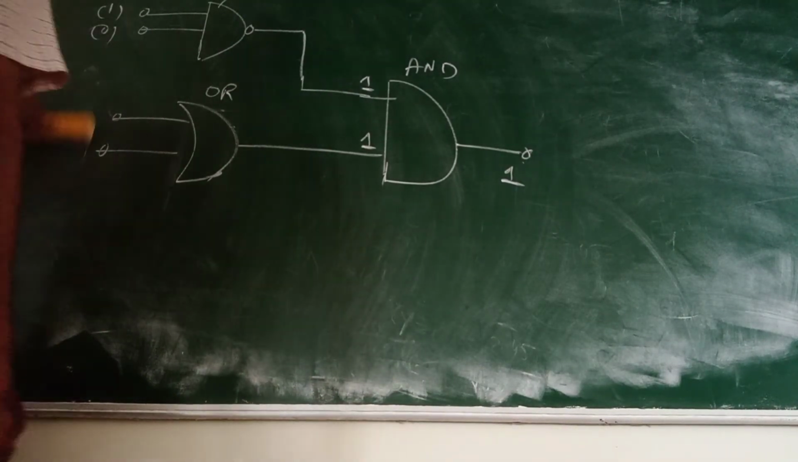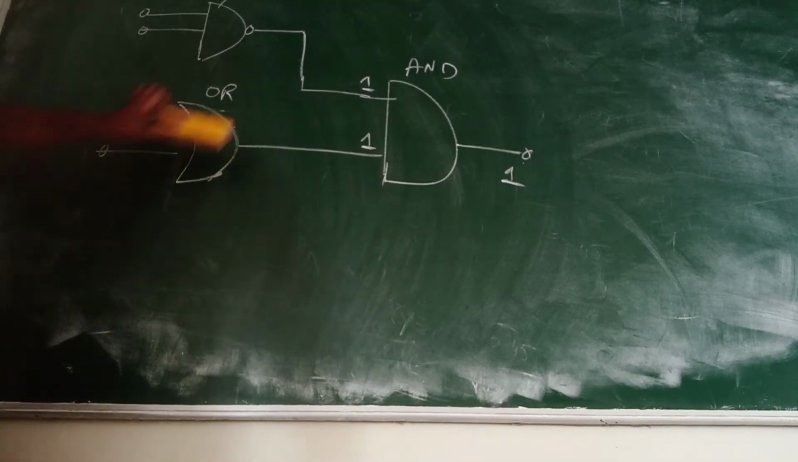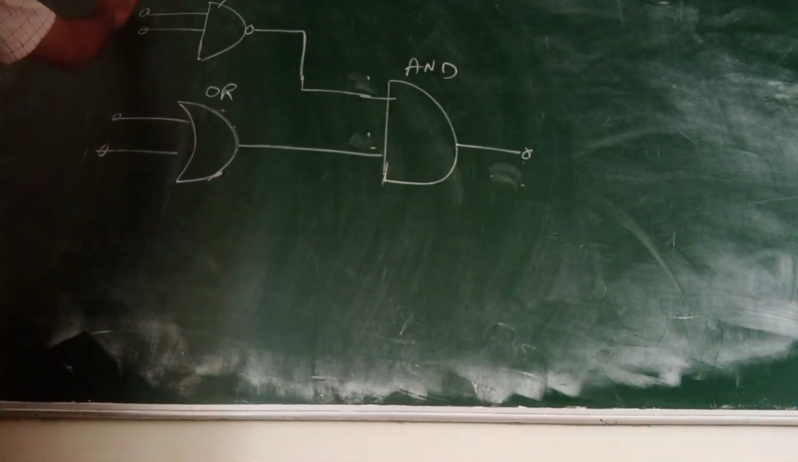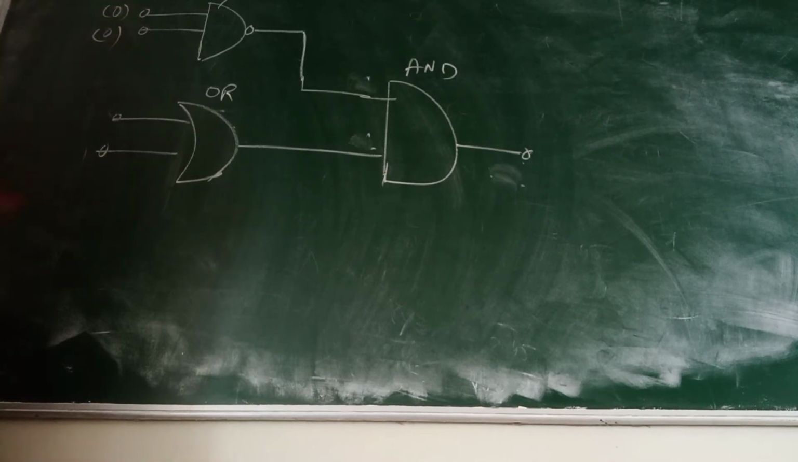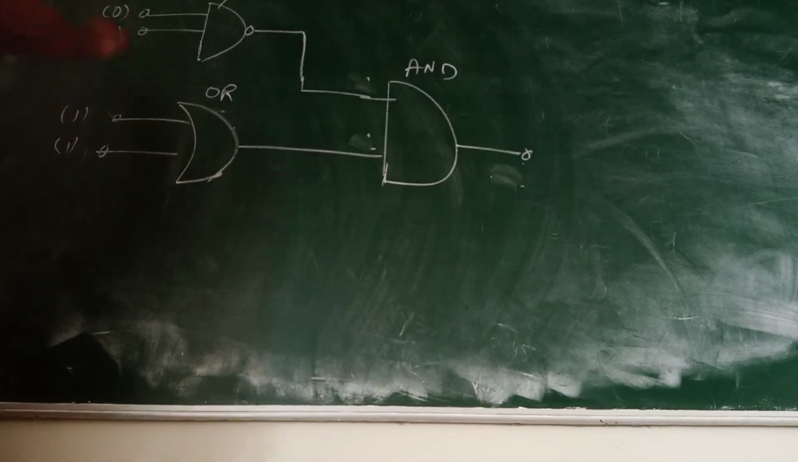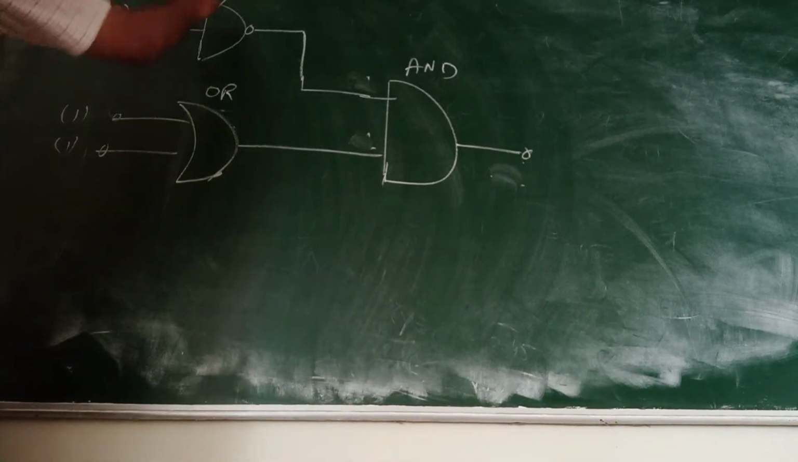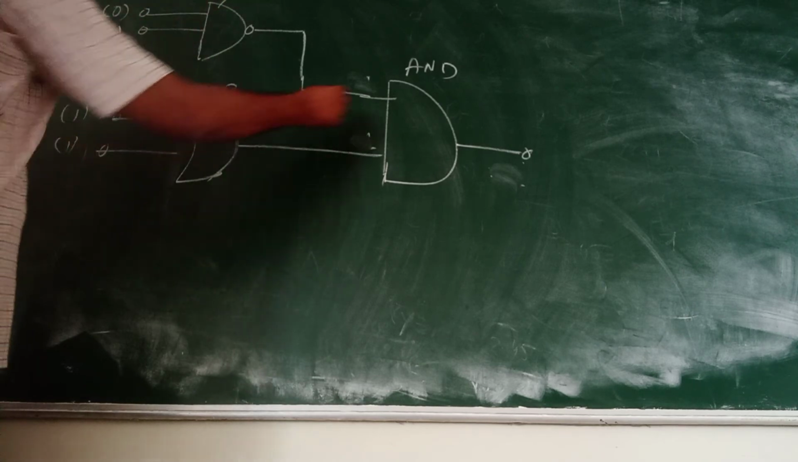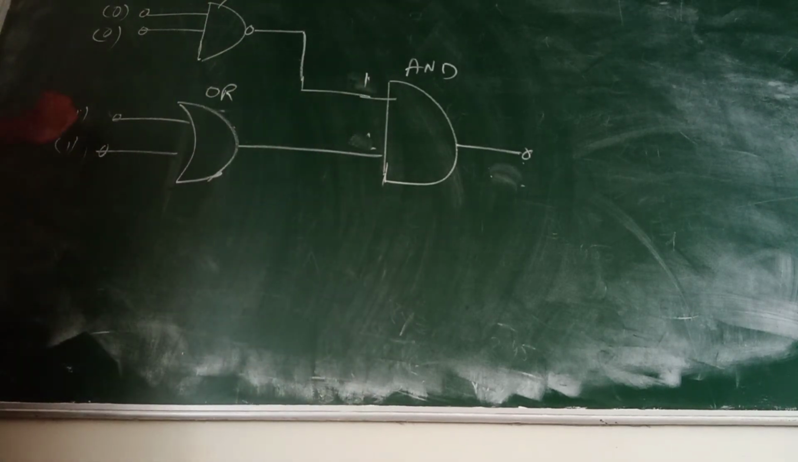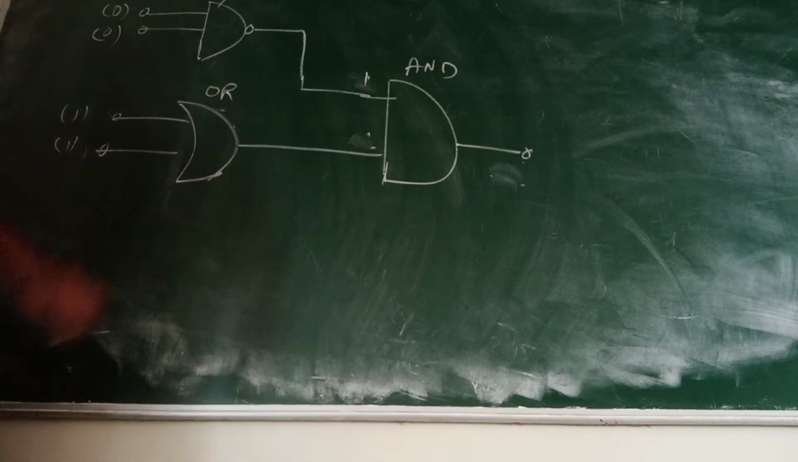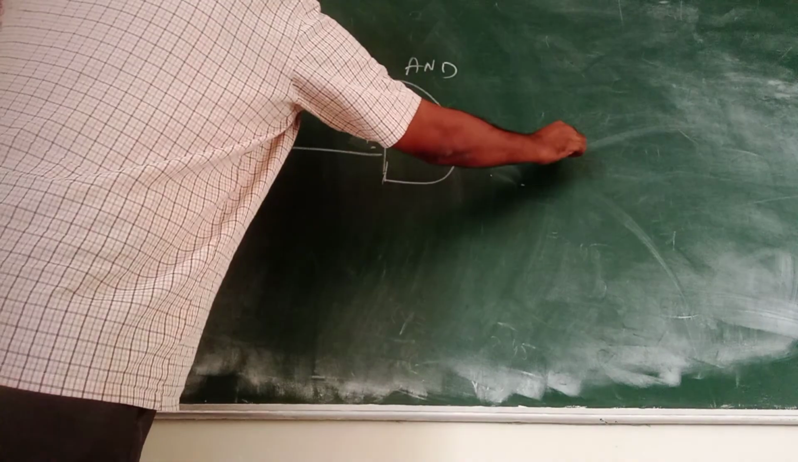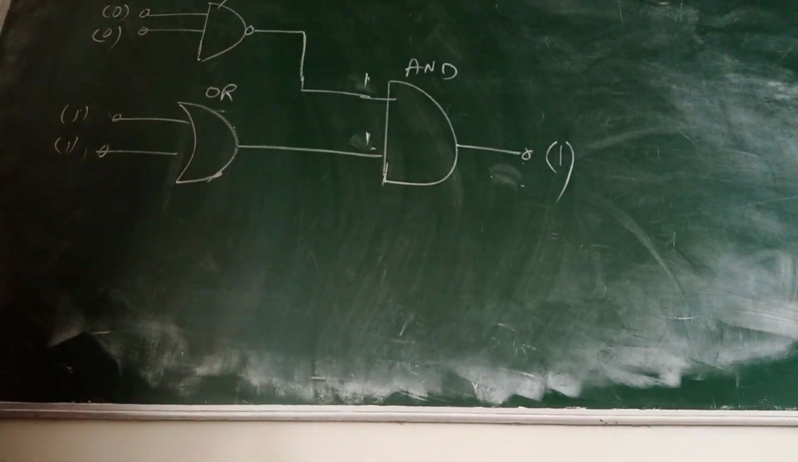Let us do some other inputs. We put here 0, 0, 1, 1. Now let us see. 0, 0. It's a NAND gate, so an AND gate would give you 0. But because this is a NAND gate, it will give you 1. 1, 1. It's an OR gate. It will give you 1 as the output. So 1 and 1, the AND gate will return 1 as the output.